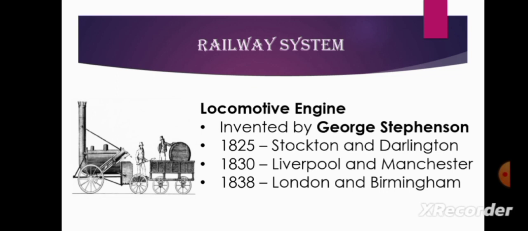Next, railway system. George Stephenson invented the first locomotive and the first railway line between Stockton and Darlington was opened in 1825. Next, Liverpool and Manchester were linked by railway in 1830 and London and Birmingham in 1838. The steam was also used for water transport.